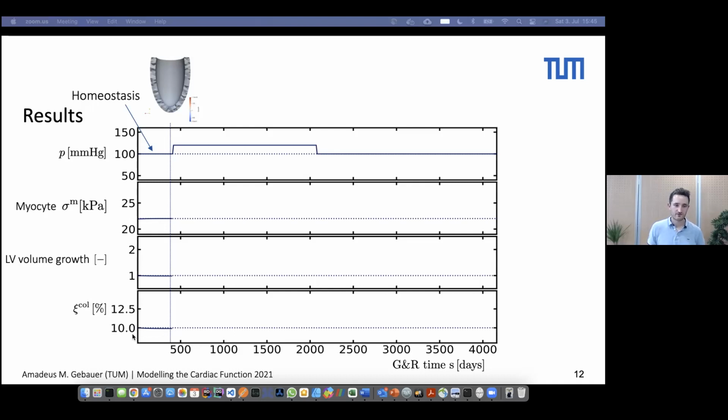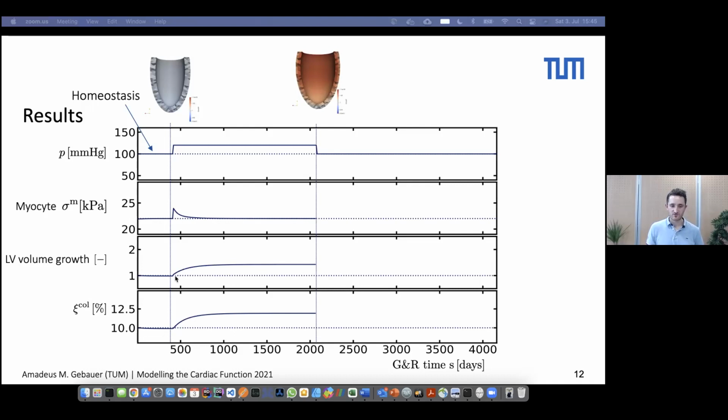After we increase the pressure by 20%, we see that the myocyte stress increases and then is able to return back to its homeostatic value. And this happens through the generation of mass. So we also see that the left ventricle grows. And also here, if you look at collagen fibers, we see that after remodeling, the mass fraction of collagen fibers also increases from 10 to about 12%.